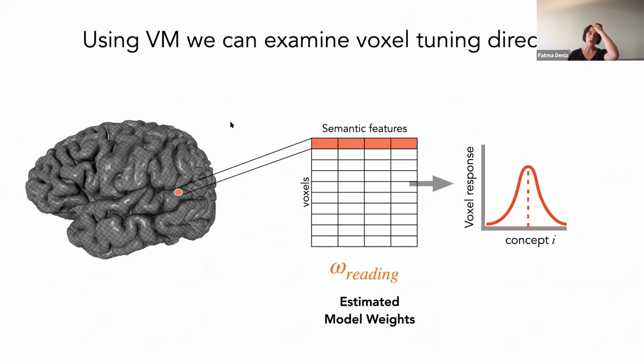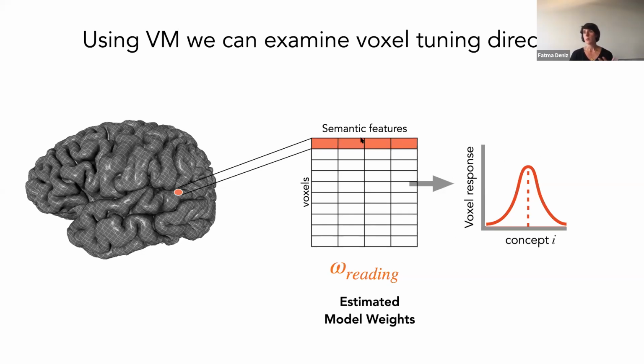Okay, so these predictions are obviously very good, but we can even go further and examine what specific information each voxel is representing. For example, for each voxel, we could examine the estimated model weights and study which features are preferred by that particular voxel. In theory, we can just go into the semantic model weights and say, okay, this voxel likes one particular concept.